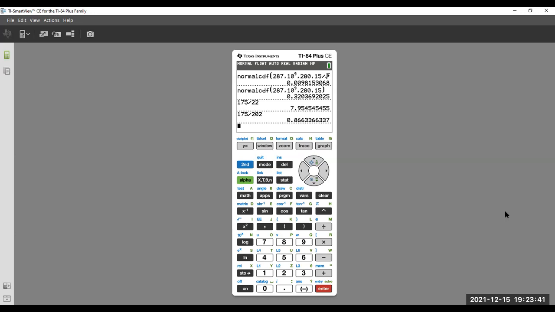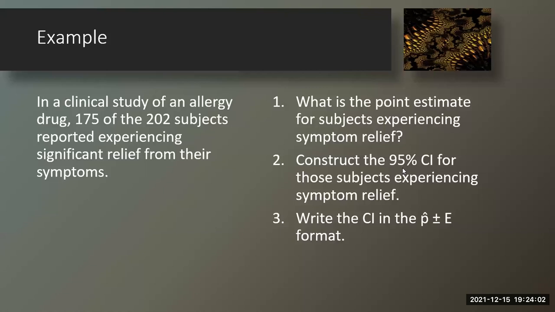There we go. So 0.866. So about 86.6% of people experience some significant relief. That's my point estimate. I'm also going to construct a 95% confidence interval, and then I'll use that detail to form the final result.